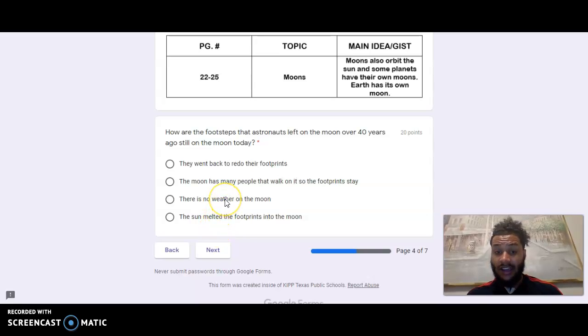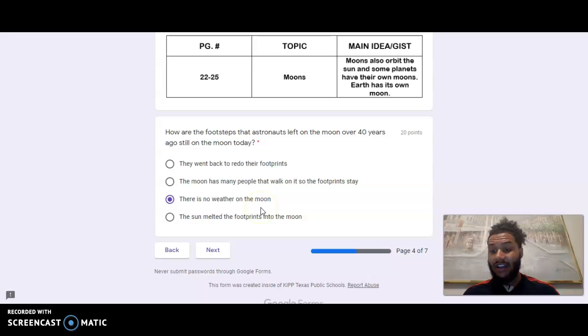The only one in the text that tells me why astronauts' footprints are still on the moon is because there's no weather on the moon. It tells us in the text that since there's no weather on the moon, there's no rain or anything, the footprints stay because there's nothing to wash away or make the footprints go away.